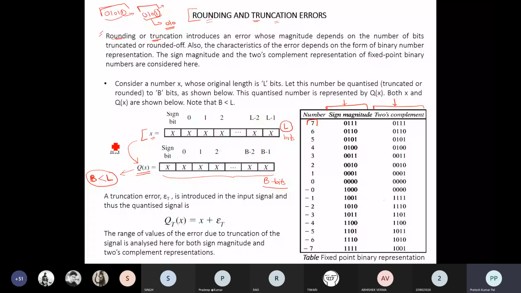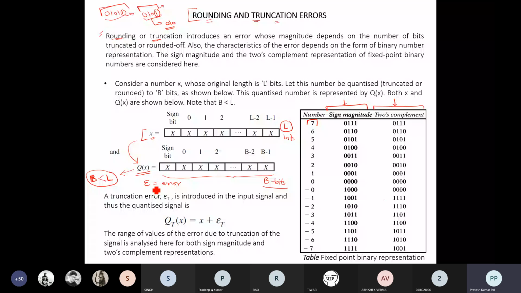Here the errors are represented by the epsilon value. Epsilon represents the error; we can call it e also, but it is basically epsilon representing the error. If it is a truncation error, it will be represented by epsilon t, and if it is a rounding error, we will call it epsilon r.